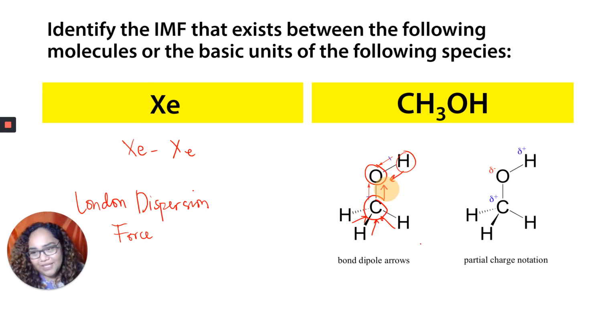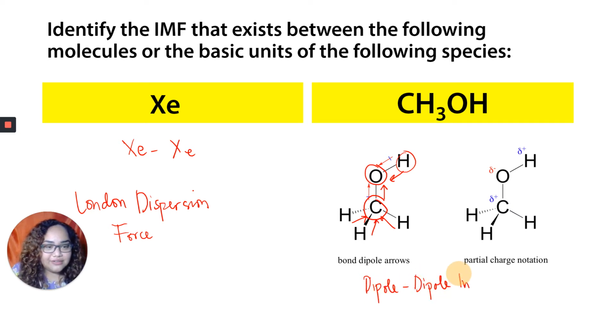So what does that mean? That means that all of these arrows do not point towards one direction. They point towards different directions, actually. Some of them would point towards carbon, and some of them would point towards oxygen. So that would mean it has a polarity. So you would say that CH3OH would have an IMF of dipole to dipole interaction, or dipole to dipole force.